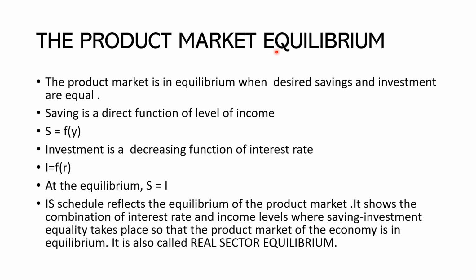Product market equilibrium. The product market is in equilibrium when savings is equal to investment. S is equal to I. Savings is a direct function of the level of income. Income is represented by Y. When your income increases, saving increases, and when your income falls, your saving also falls. That is why savings is directly proportional to the level of income.